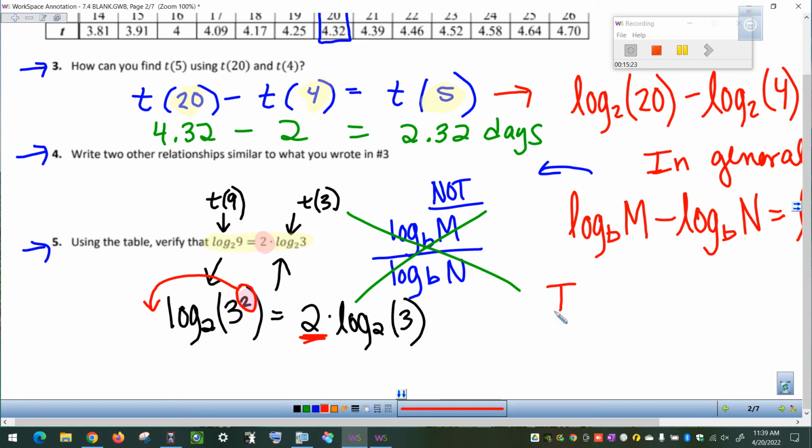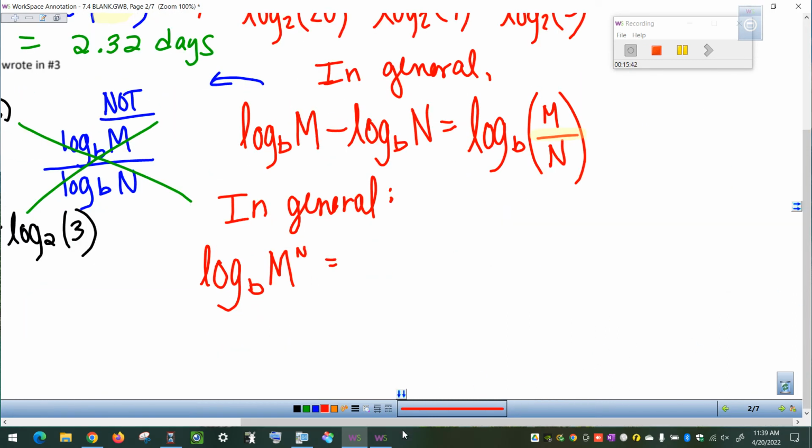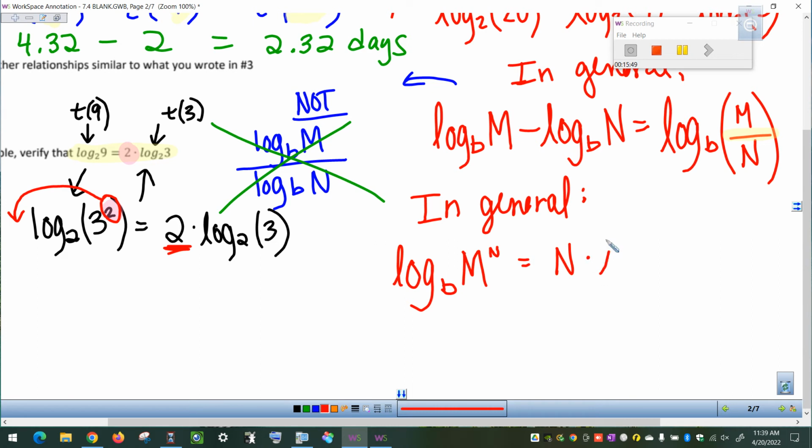So we're going to turn that into a general statement here. So one more property of log. It could be any base. It doesn't have to be a base of 2. So I'm going to write this as log base b of something that's holding up an exponent. So I'm going to write it as m raised to the power of n. And then what happens is that exponent of n gets brought in front, and it's just going to multiply. We still have log base b of m behind it.